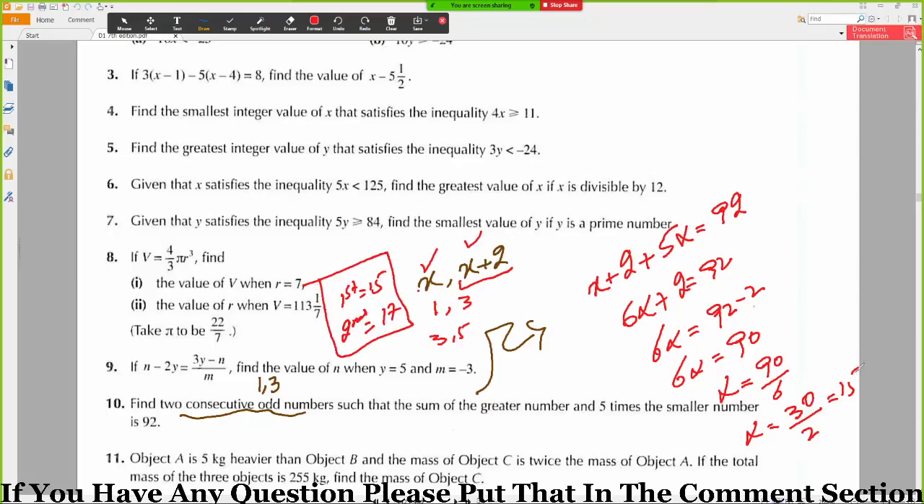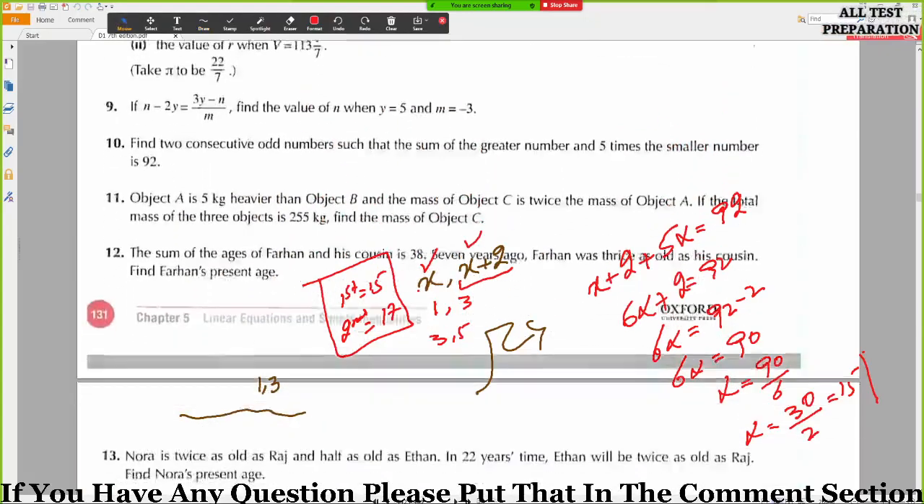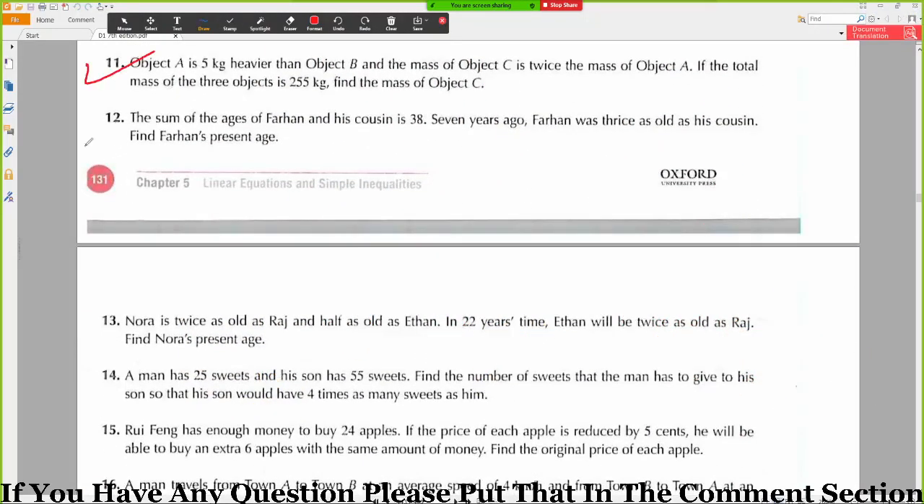This will not be the final answer. Okay, you should not stop here. This will be the final answer. Okay, question number 11. Yes. Okay, question number 12. Read this question.